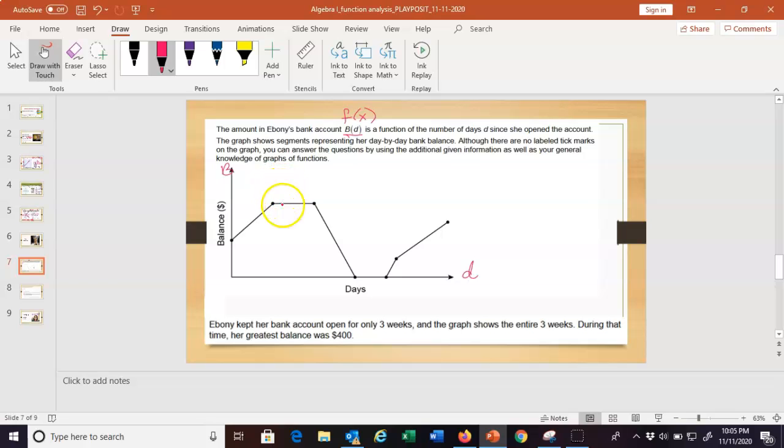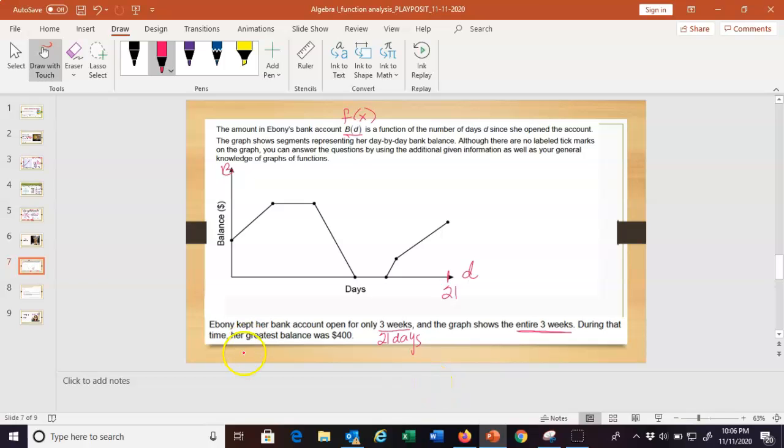So the first thing they tell us is that Ebony kept her bank account open for 3 weeks. That's our very first clue. We know how many days are in 3 weeks. There's 21 days in 3 weeks. So this graph goes from 0 days to 3 weeks, to 21 days. So we are able to now mark this point here at the end as 21 because the x-axis is the number of days. The graph shows the entire 3 weeks. That's how we know the end of this graph is 21 days.